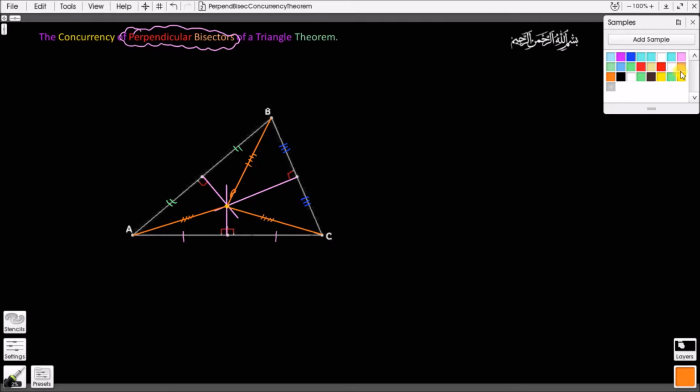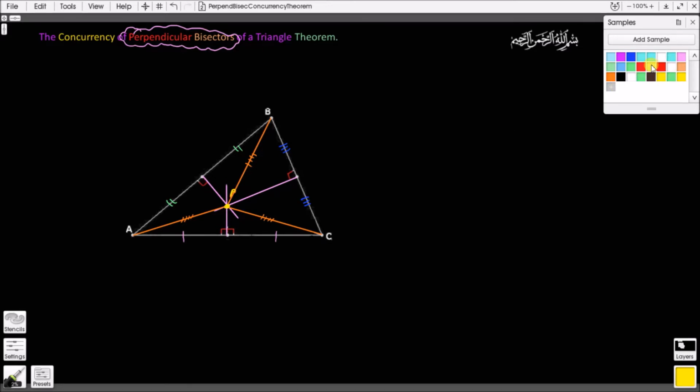And lo and behold, what you observe is that this point right here, point P that we have suggested, is a very, very special point in that it is the only point in the triangle that's equidistant from all three vertices of the triangle.